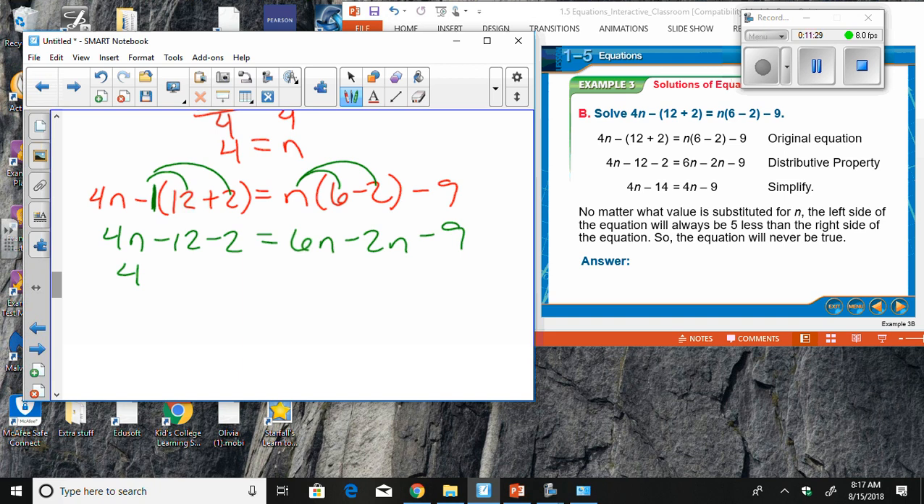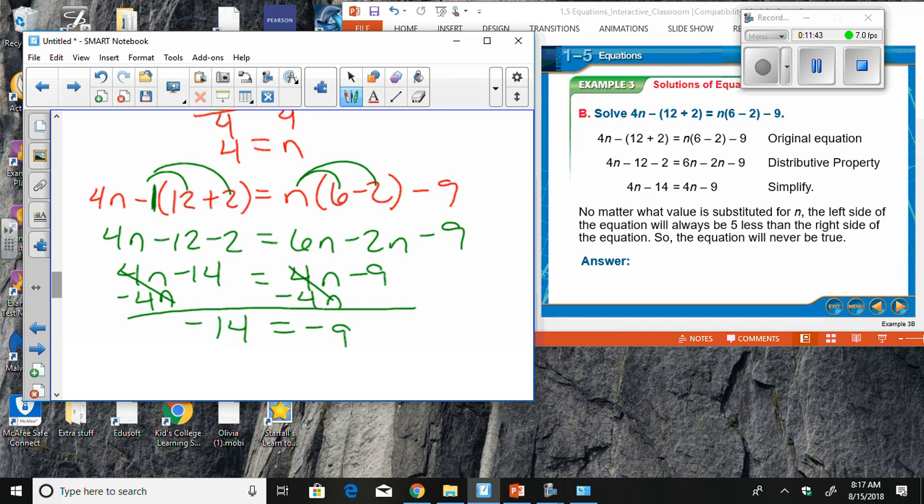So now you get 4n minus 14 is equal to 4n minus 9. Like terms together, I'm going to subtract 4n from both sides. And I get negative 14 equal to negative 9. So no matter what value we used for n, because that n goes away, the left side of the equation is always going to be 5 less than the right side of the equation. So this equation is never true.